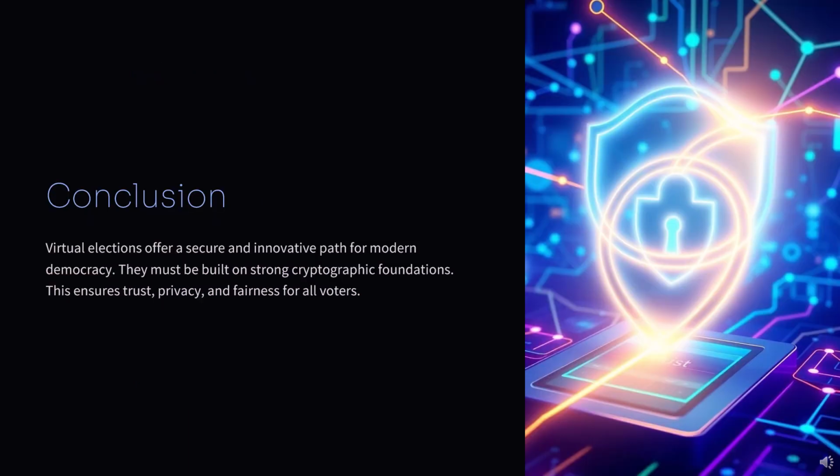Conclusion. To wrap up, virtual elections offer an efficient, scalable, and accessible way to conduct elections in the 21st century. But they come with technical and social challenges. Cryptography plays a central role in protecting the privacy, authenticity, and integrity of the votes. As we look toward the future, a well-designed virtual election system could make democratic participation easier and more secure for everyone.